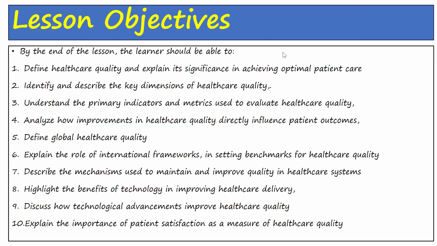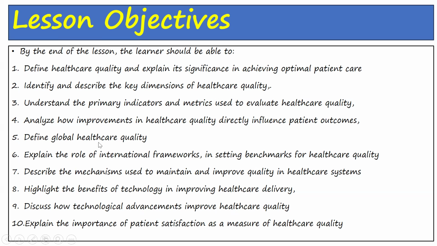So, number one is to define health quality and explain its significance in achieving optimal patient care. Number two, identify and describe the key dimensions of healthcare quality. Number three, understand the primary indicators and metrics used to evaluate healthcare quality. Number four, analyze how improvements in healthcare quality directly influence patient outcomes.